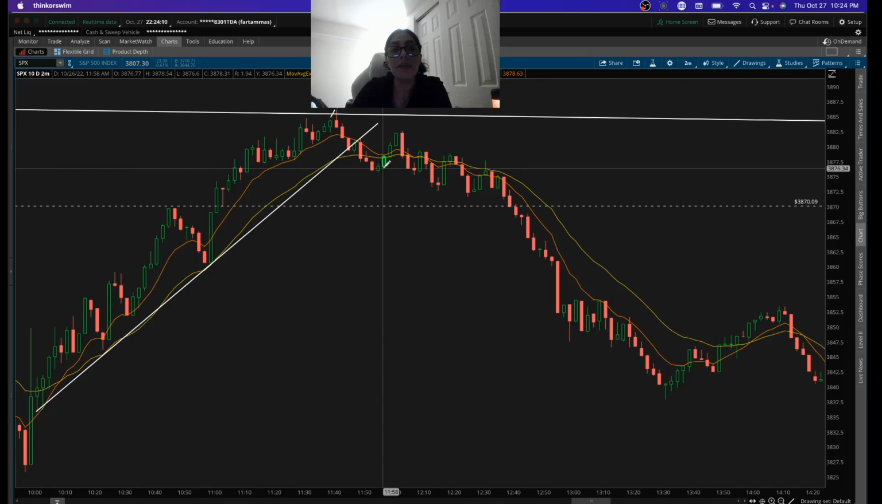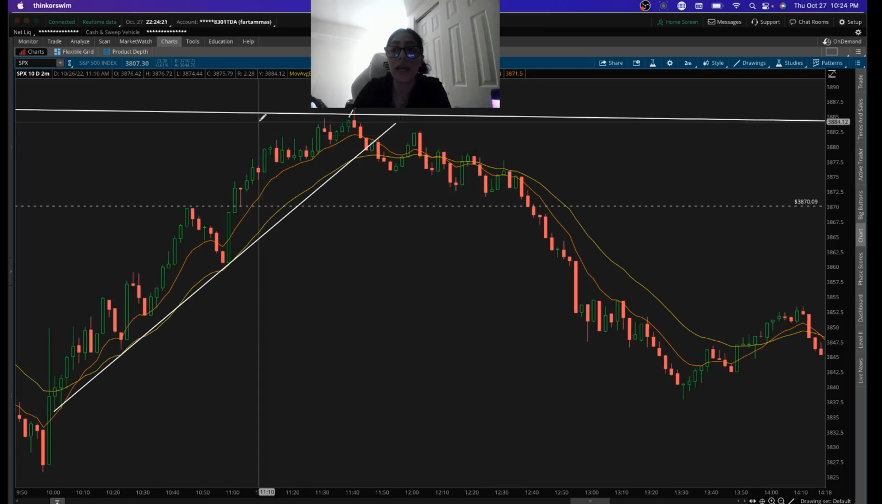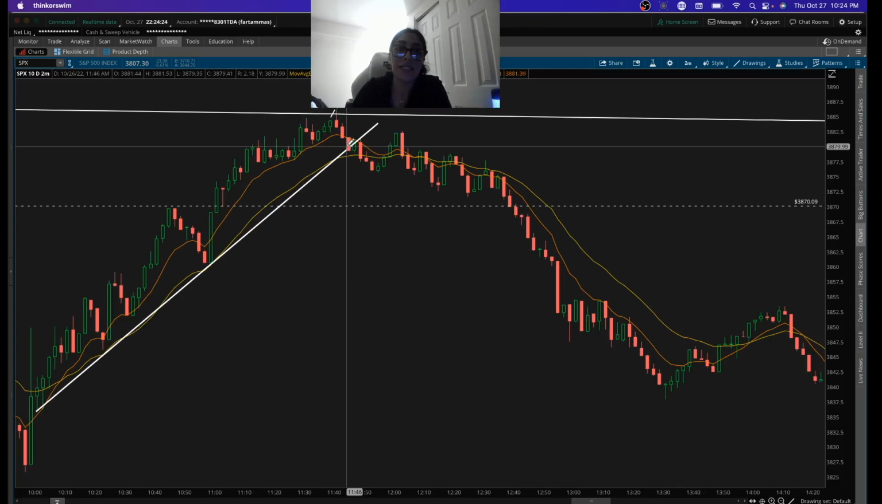I ended up getting filled at 11:58. Got caught in the pullback and retest of the trend line. I was comfortable holding. My stop loss on this was 38.85, which was SPX's high of day. So I was comfortable holding it. Never got close to that 38.85 level. And it was just retesting that trend line.